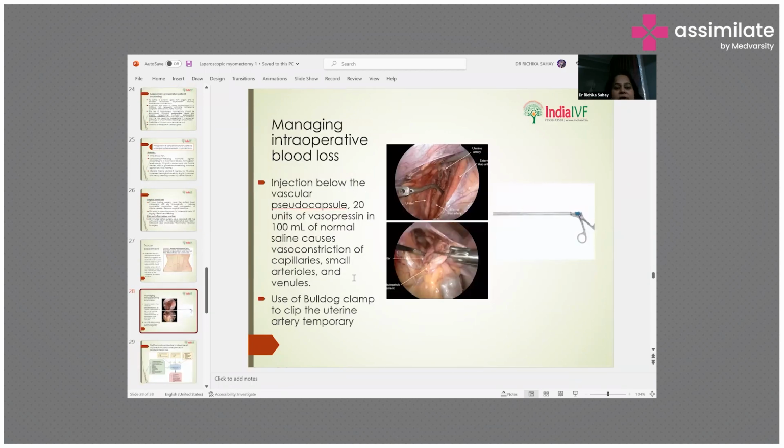So how do you manage the intraoperative blood loss? Injection below the vascular pseudocapsule. So this is the pseudocapsule. Now you're going to operate. We give 20 units of vasopressin in 100 ml of normal saline. This causes vasoconstriction of capillaries, small arterioles and venules. Use of a bulldog clamp. You can see this clamp to clip the uterine artery temporarily. This is very essential whenever you're going for a laparoscopic fibroid myomectomy. Irrespective of whether you have given the patient GnRH agonist or not, you have to do this. You have to inject 20 units of vasopressin in 100 ml of normal saline into the pseudocapsule. Don't ever feel that, okay, I have done everything and I don't need to inject it. Please do inject it.